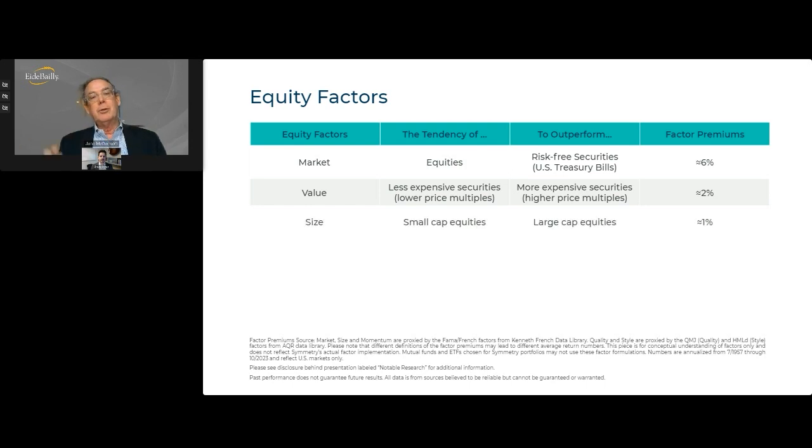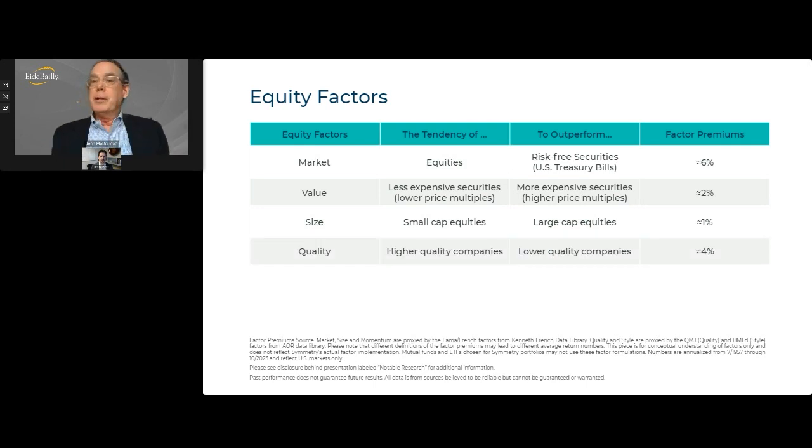Size factor I alluded to, the tendency of small cap stocks to outperform large cap stocks. That premium, when it was first discovered, was a lot larger than 1%, the same as value. These premiums have tended to shrink through the years. There is evidence that small cap stocks in combination with other factors like value and like quality and volatility tend to be quite effective in the small cap area.